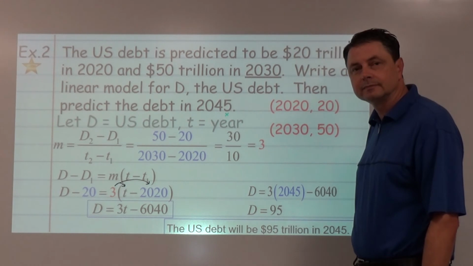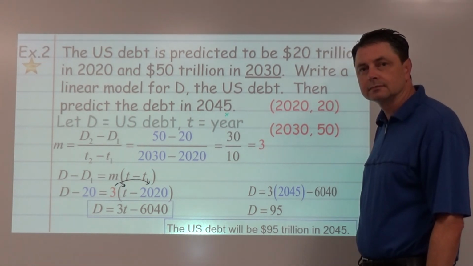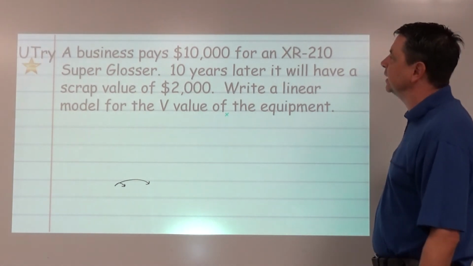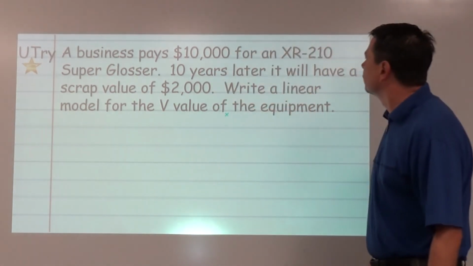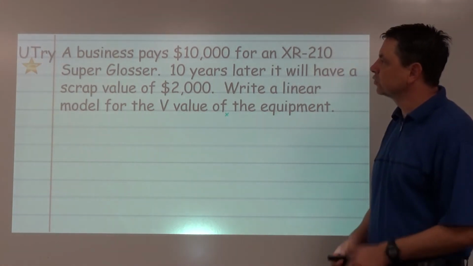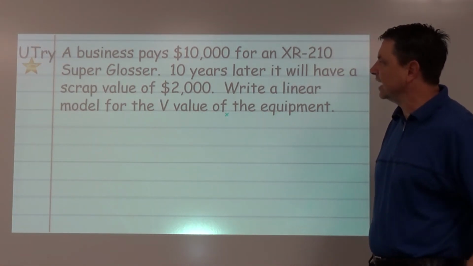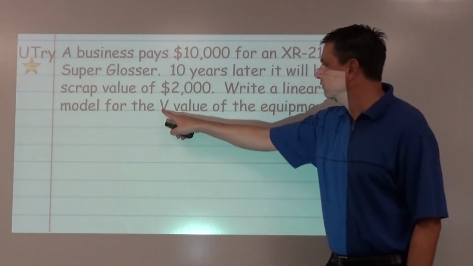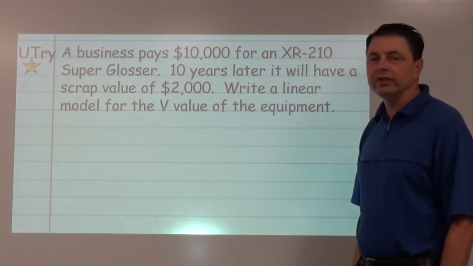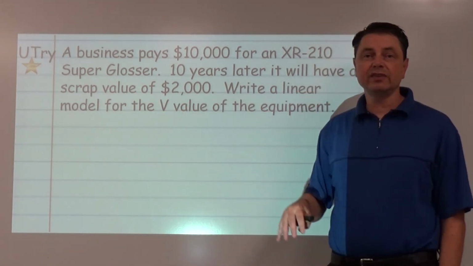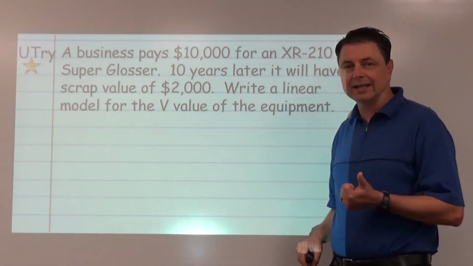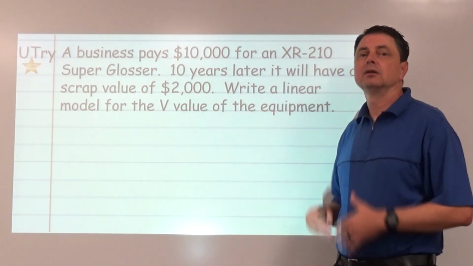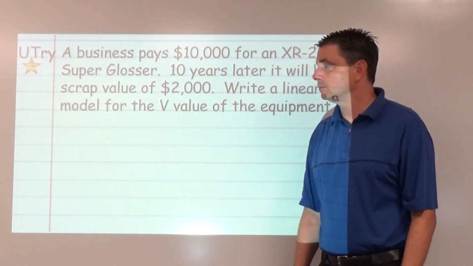All right, you try. A business pays $10,000 for an XR210 model superglosser. Ten years later, it will have a scrap value of $2,000. Write a linear model for the value of the equipment. Go ahead and pause the video here. Work through it. Write your let statement. Decide if you know the slope or you need to come up with some points. Do whatever it takes to go ahead and write the model.